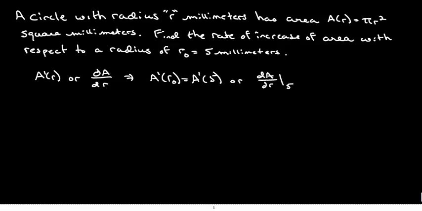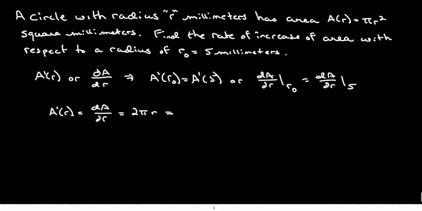Just to keep these things the same, I could say dA of r naught, which is the same thing as the rate of change of the area with respect to the radius when the radius is 5. So it's not too hard to do. What we're going to do is just find the derivative of this. So A prime of r, which is the same thing as dA dr, is equal to 2 pi r, because the only variable is r. Pi is a number, so 2 times that number and subtract 1 from the exponent. So we're using the power rule here.